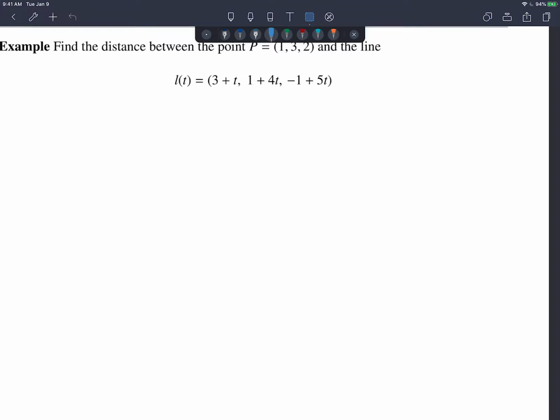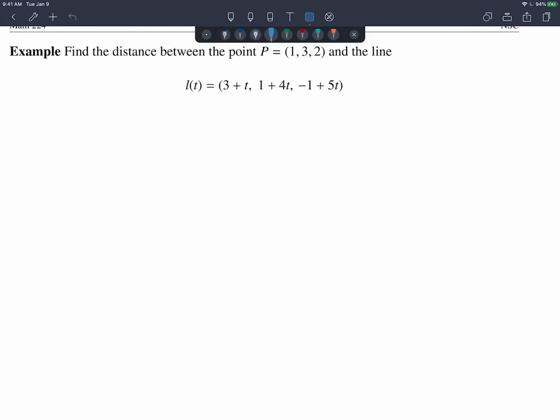So find the distance between the point P, 1, 3, 2, and the line 3 plus t, 1 plus 4t, negative 1 plus 5t. Let me paste my formula that we found. This is the distance I'm looking for. So the only thing I need to work on a little bit here is that I had to identify P. This is the line. I need to identify P0 in this case, plus TV. So who is my P0?